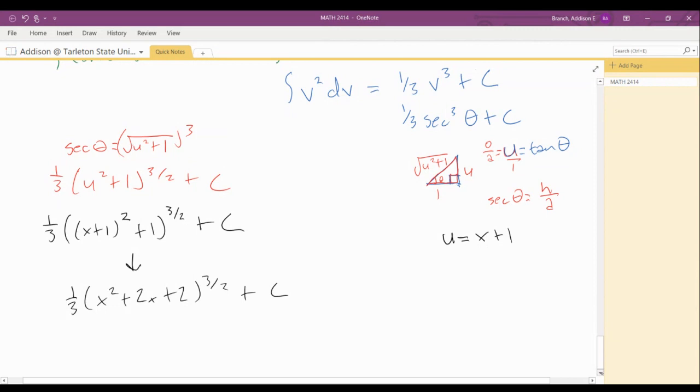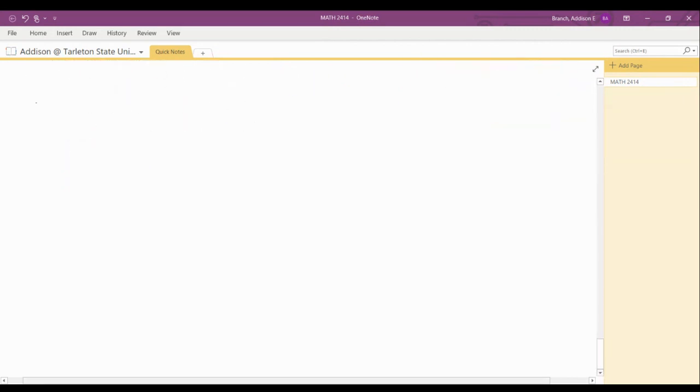So now let's go ahead and look at partial fractions.